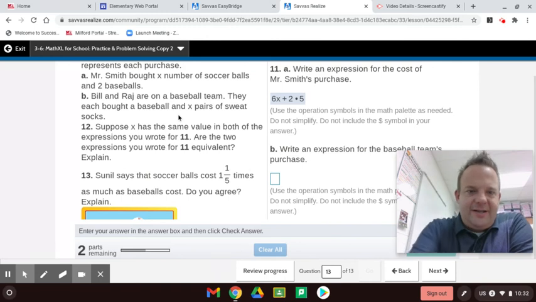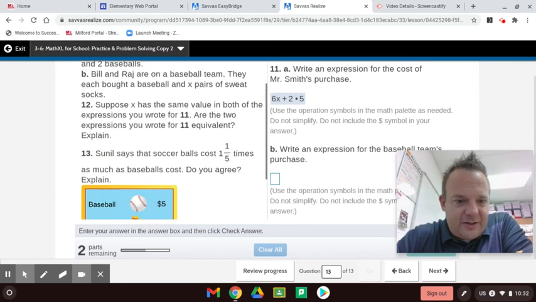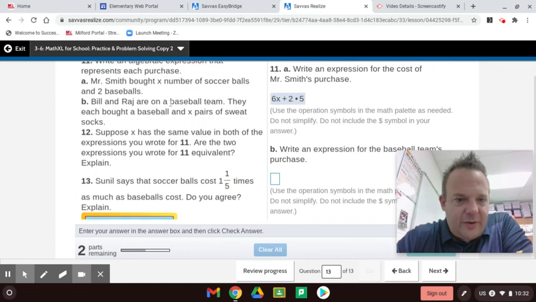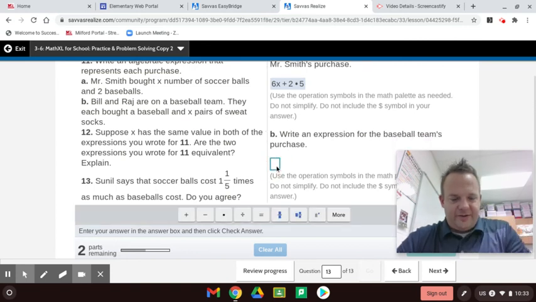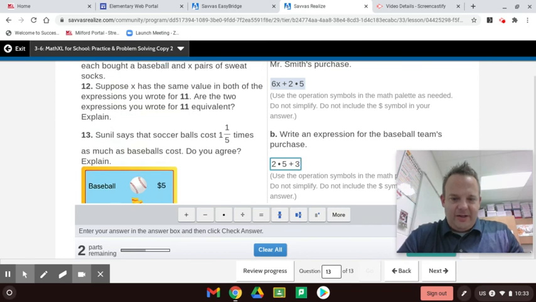For the baseball team's purchase, they each bought a baseball and X pairs of sweat socks. Bill and Raj are on a baseball team. They each bought a baseball. So 2 times 5, since there's 2 of them, right? 2 times 5 for the baseball plus X pairs of sweat socks. Sweat socks cost $3, so 3 times X, or just 3X.